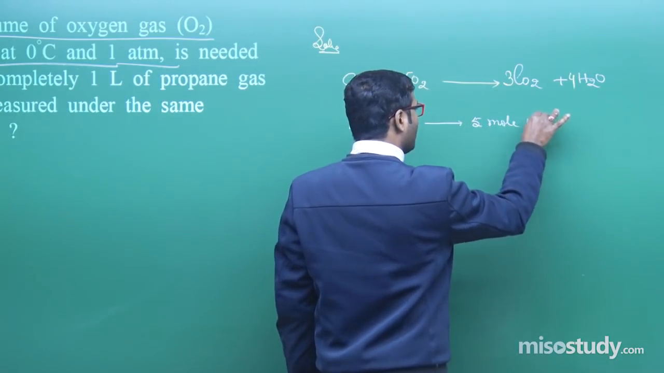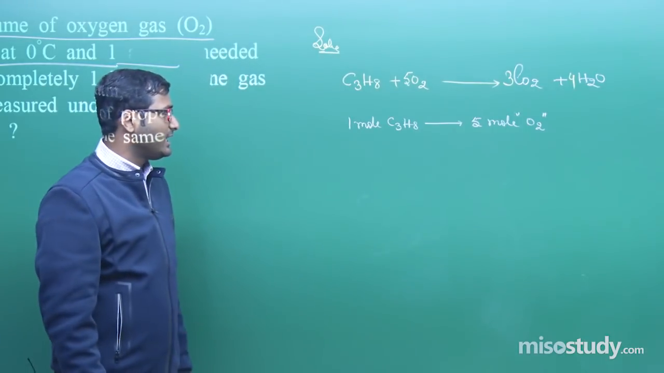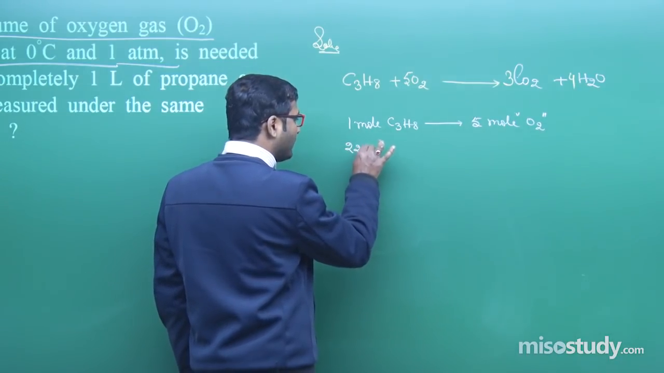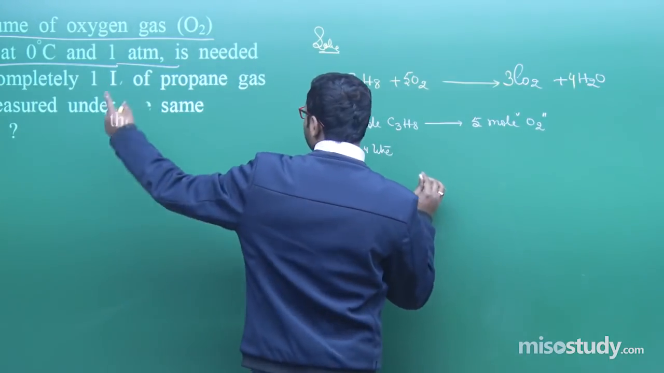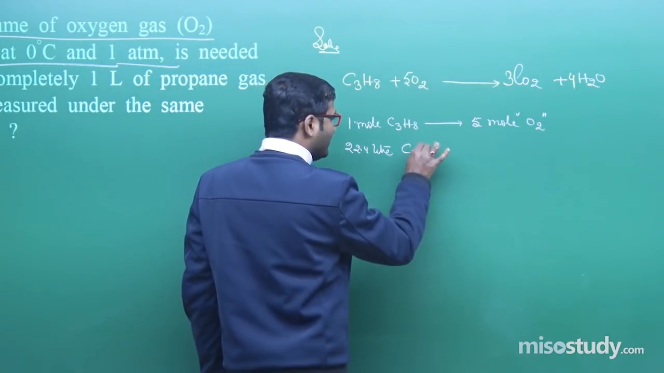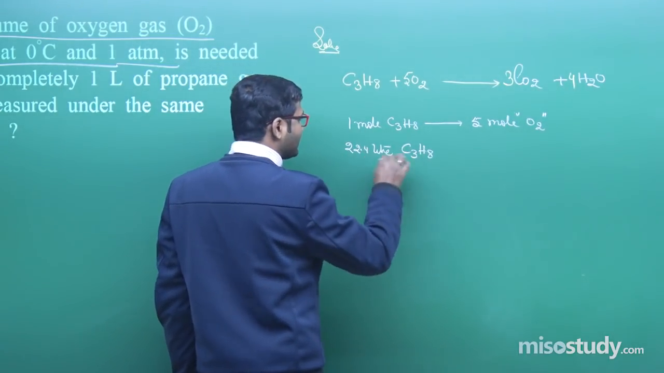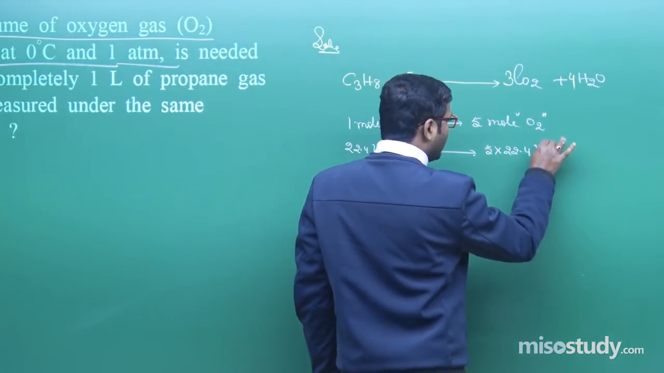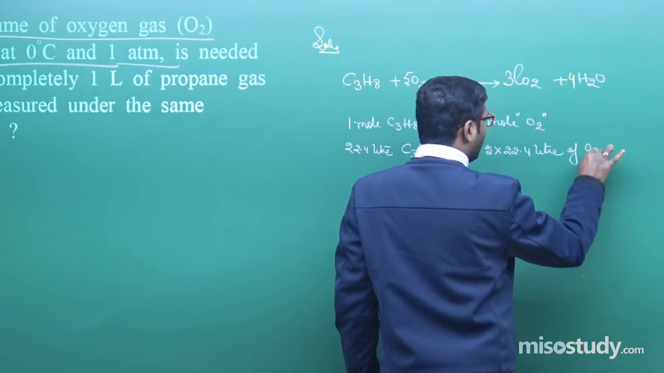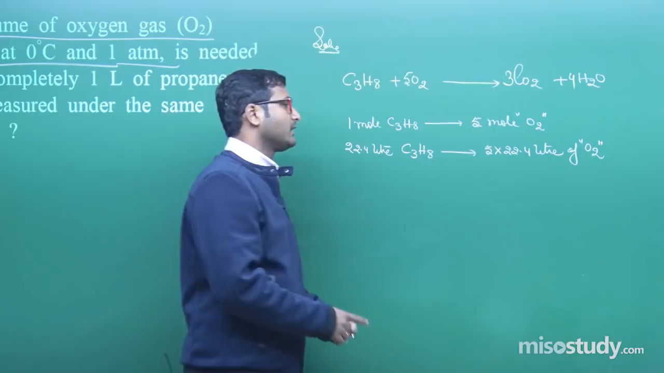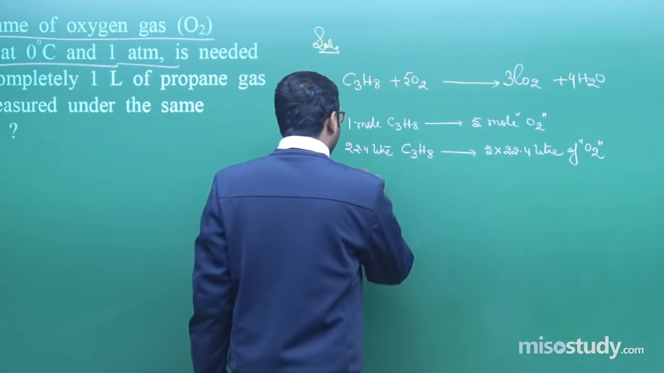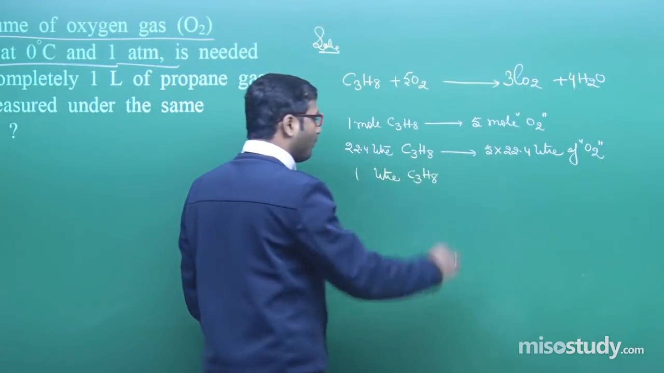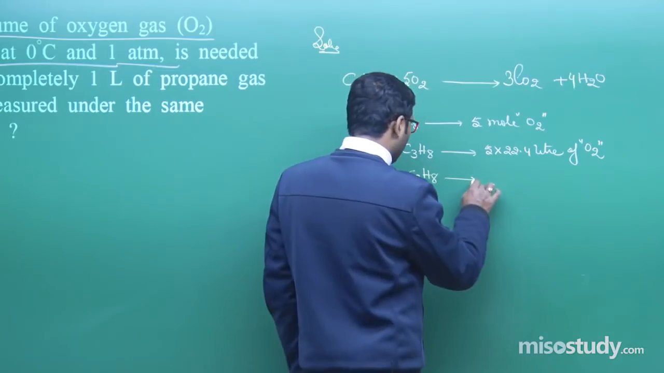This is a question from stoichiometry. 1 mole of C3H8 requires 5 mole of O2. In 1 mole, we know 22.4 liter, the ideal situation given, that is STP condition. So 22.4 liter of C3H8 requires 5 into 22.4 liter of O2. Clear? Yes. Now in the question it is given 1 liter of propane.